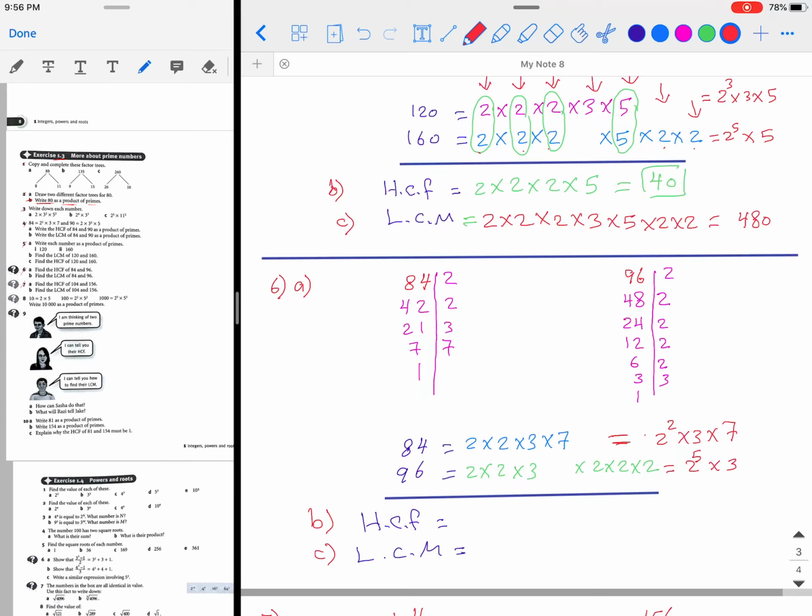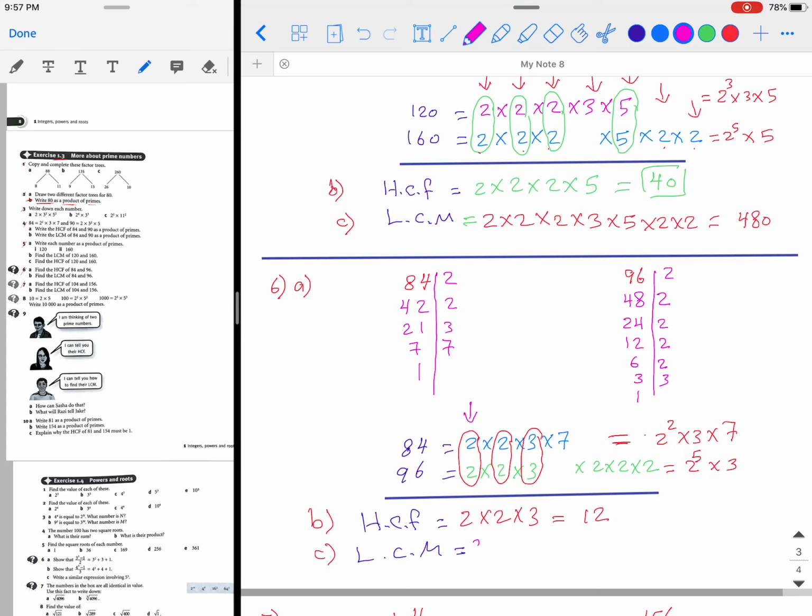Okay, let's complete. How to get the HCF? Here for the HCF, we have 1 2, second one, and third one. So 2 multiply 2, 4 multiply 3, you will get 12. Okay, what about the LCM?